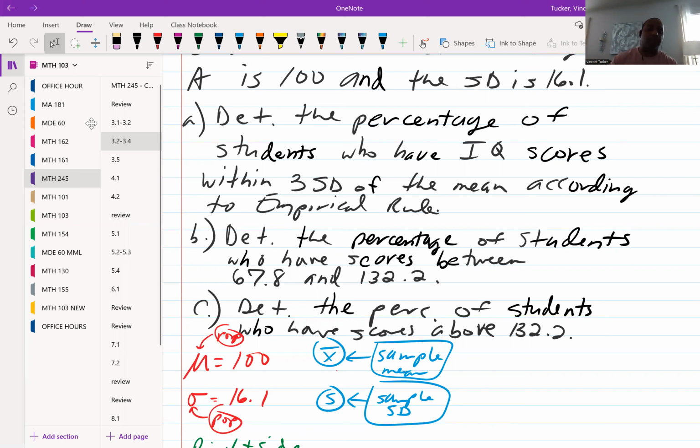So I use the population symbols. Remember we talked about last class, symbolism, notation. Greek letter mu is your mean. Sigma is your standard deviation. Hold on. Mean is your mean.